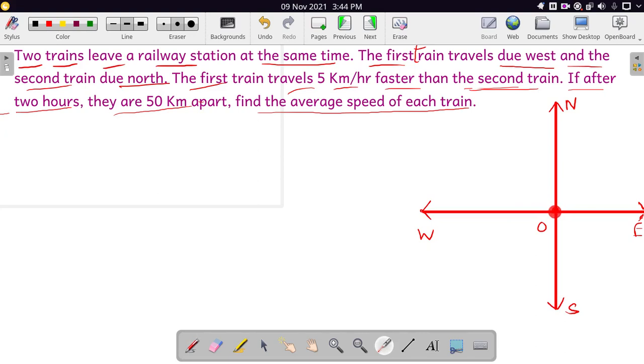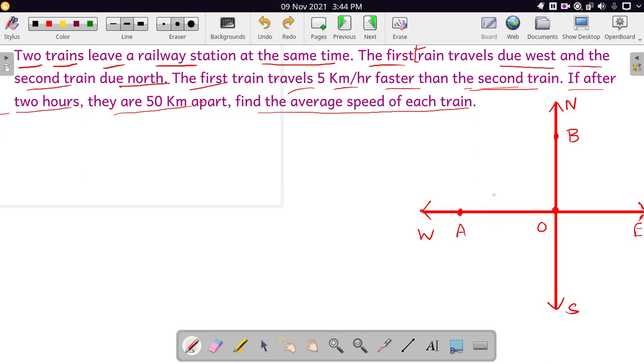From here, two trains have departed at the same time. One has gone due north, one has gone due west. After some time, let us take this to be B. This is the second train which has gone north, so it will be somewhere here, due north. And this will be A, where the other train has gone in this direction.